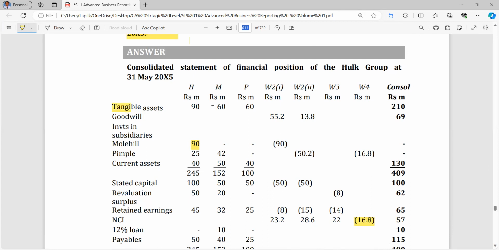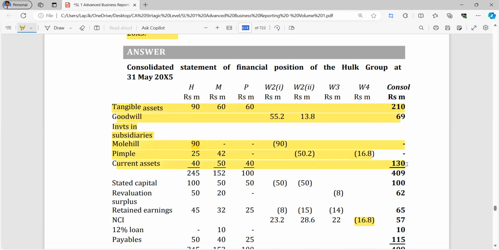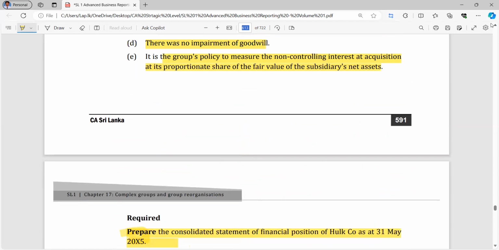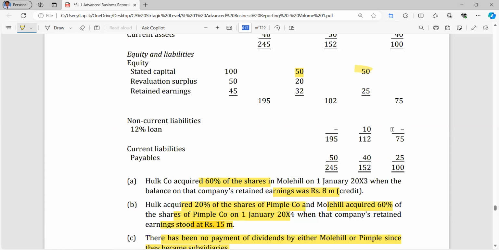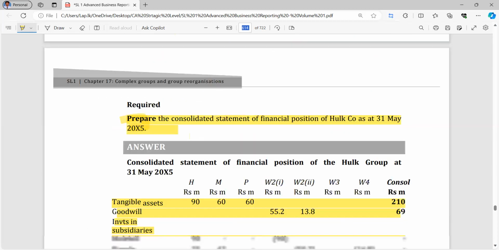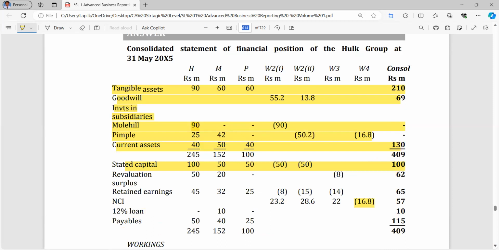The tangible assets you can add line by line, and the goodwill is done. For the investment, we don't have such an amount, and we don't have current assets, just line by line addition. For the stated capital, you only have the parent's stated capital, not the investment. Then the revaluation surplus: 50 plus 20, but you can't take all of that because the 50 belongs to the parent, but the 20 is post-acquisition. So you want to deduct 40%.